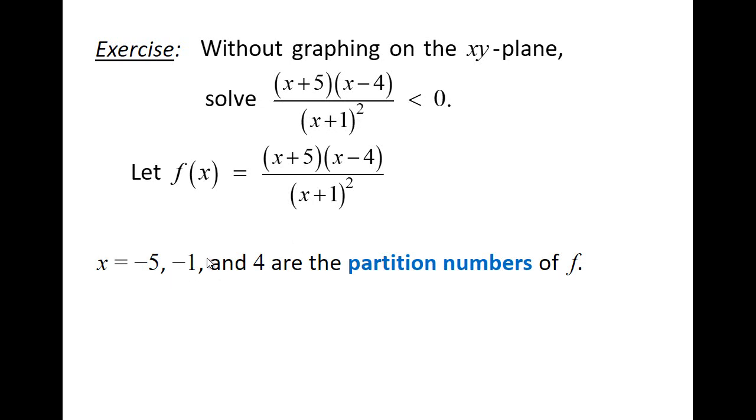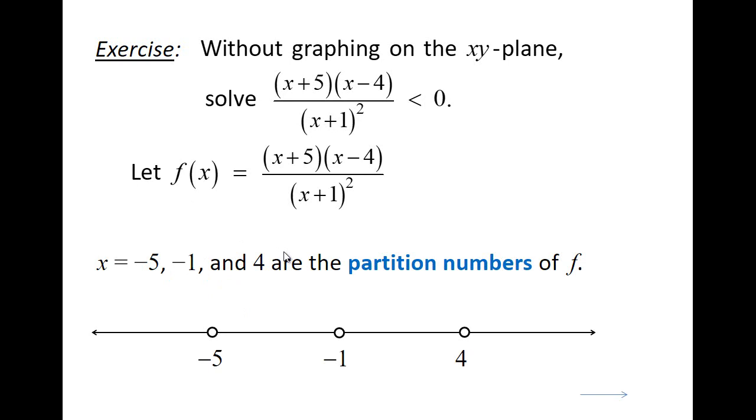Now these three numbers, we're going to plot them on the number line, and they divide the number line into 4 subintervals. In each of these subintervals, f is continuous and f has no zeros. So in each of these subintervals, f doesn't change its sign. So f has a constant sign on each of these subintervals. Therefore, to figure out the sign of f in each interval, we just have to find the sign of f at a single point in each interval.